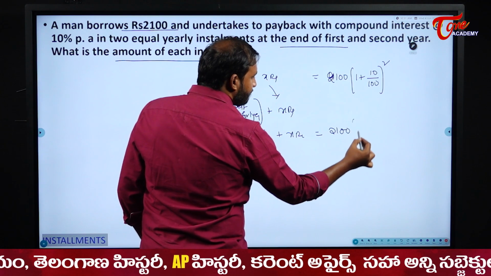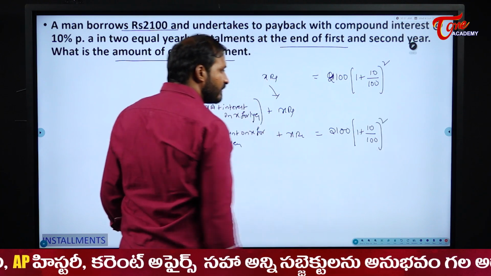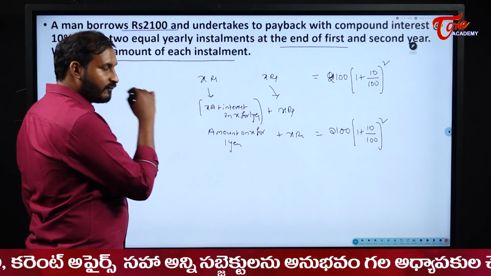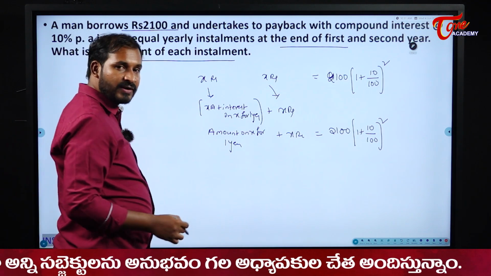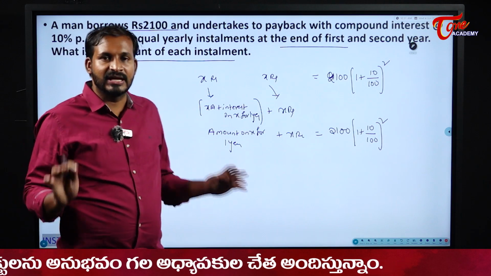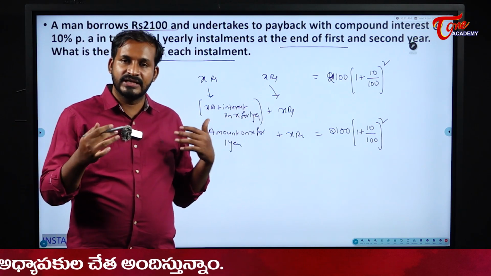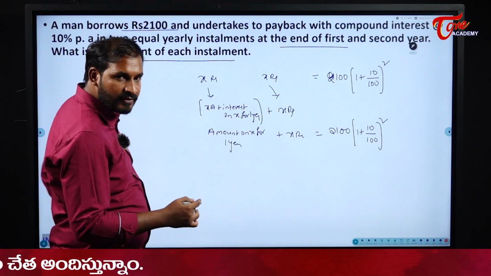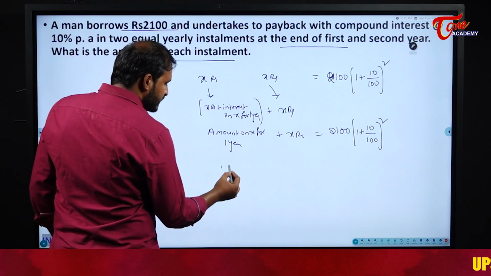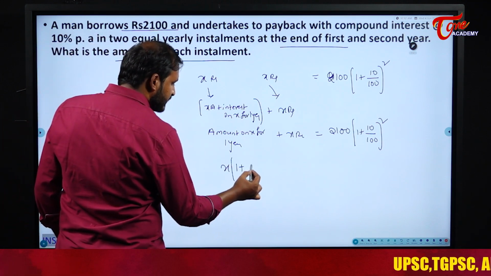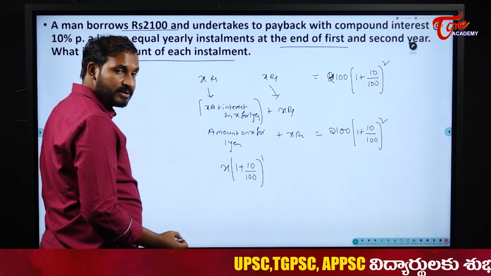2100 into 1 plus 10 by 100 whole square. Now, amount on X for 1 year. What is the amount on X for 1 year? What is the formula for amount? See, in compound interest, luckily we have the formula for amount directly, whereas in simple interest, we have written plus and something. In case of compound interest, we are not going to write that. So what happens to this one? X into 1 plus 10 by 100 whole to the power of 1. Why? Because amount after 1 year.